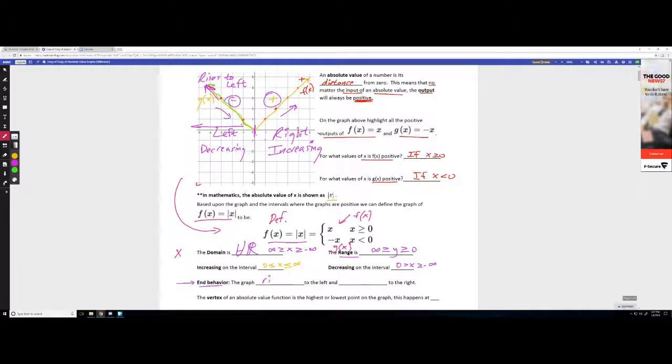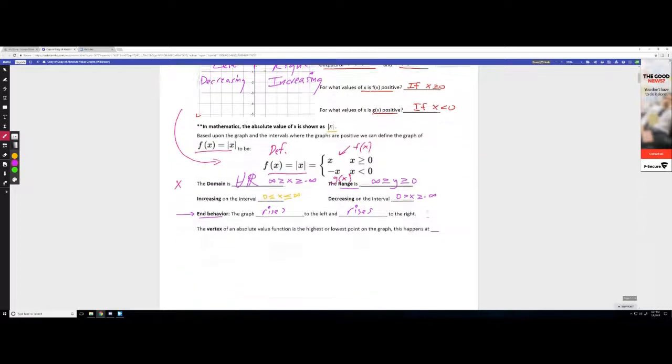So it rises to the left, and it also rises to the right. Okay, so as you go to the right, it also goes up. Okay, it's going up that way, and it's going up that way. So as you go to the left, you're going up. As you go to the right, it's going up. Okay, and that's basically what we're talking about within behavior.